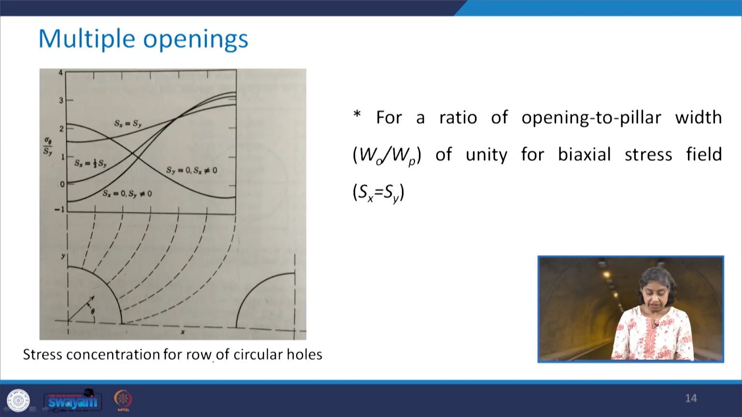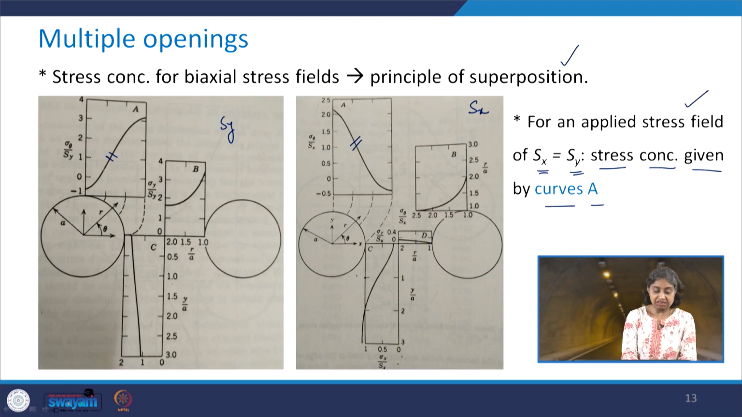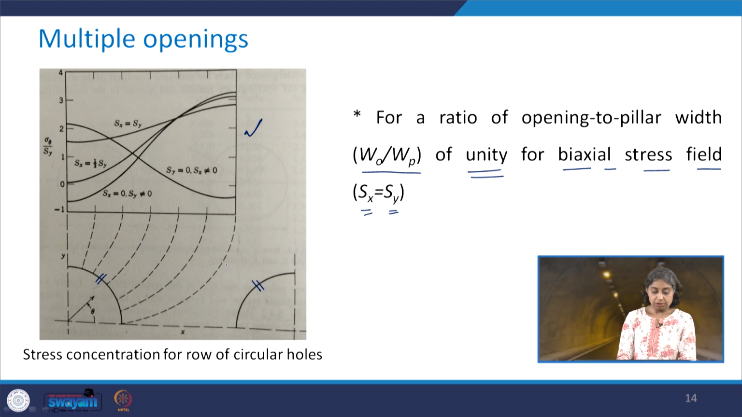Take a look at how it looks. You see that we have the row of circular holes, two we are considering here. This is the first one and this is the second one. We are considering only 1/4 of these holes. Now these results are for WO by WP equal to unity, and we are considering a biaxial stress field with the condition that Sx is equal to Sy. So as I mentioned, just superimpose these curves. You see this is how it looks.